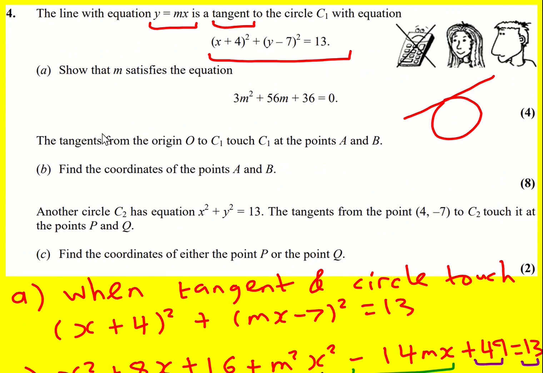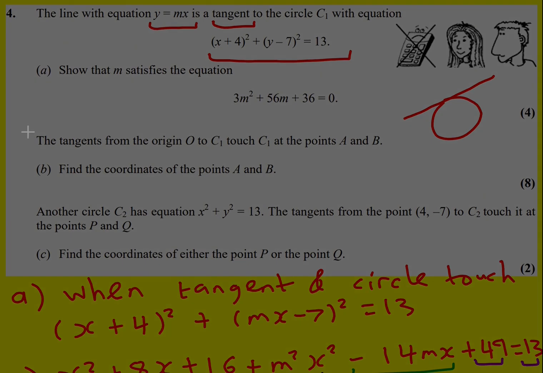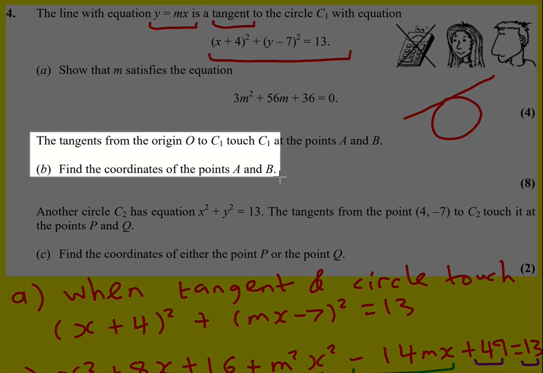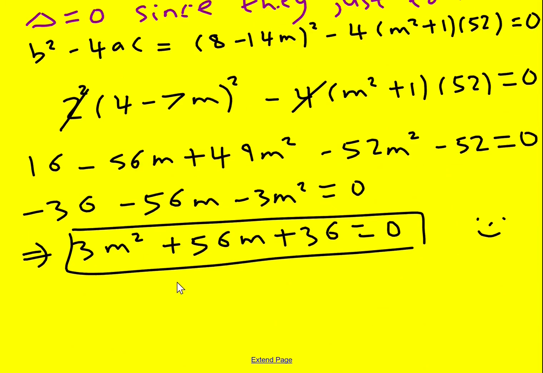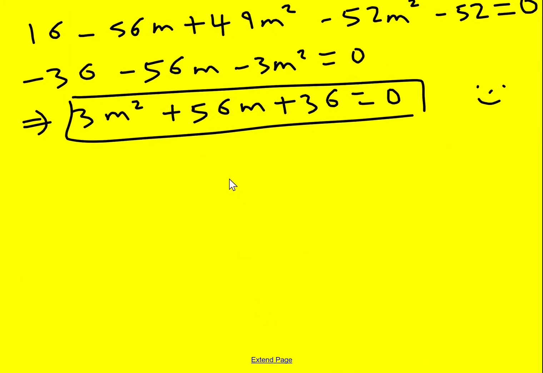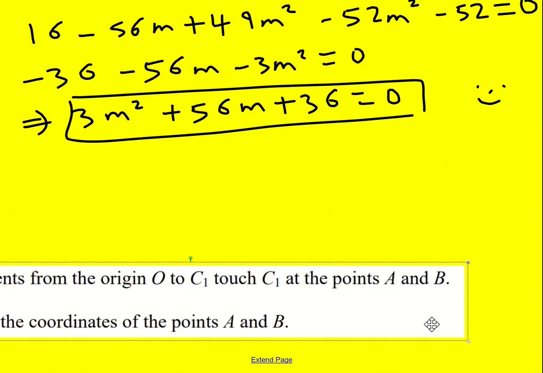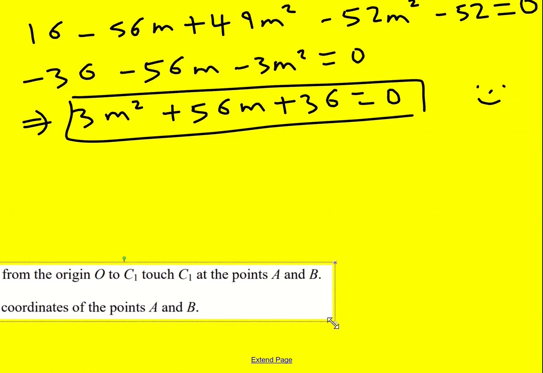So part A done. We're then told that the tangents from the origin to C1 touch C1 at A and B, and we're asked to find A and B. I was hesitant there because I also need the equation of the circle. I'm just going to do a little sketch of what's going on.